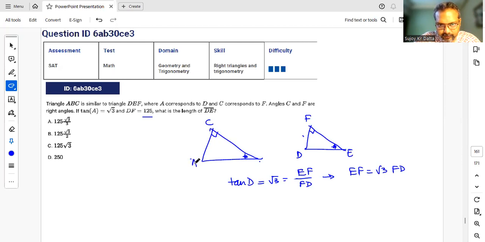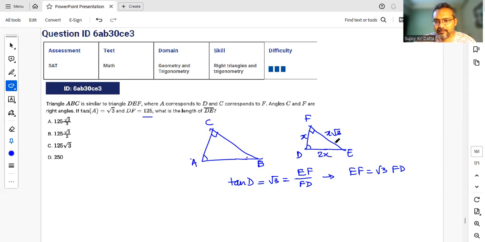So A corresponds to D. Now we have tan of D, so A and D. Tan of D is root 3, so EF is root 3 times FD. So if this were X, this is X root 3. Now this is consistent. It looks possible, like if this is a shorter one, that's a longer one. Anyways, the side ratios are 1 is to root 3, and from Pythagoras theorem, this will be 2x.